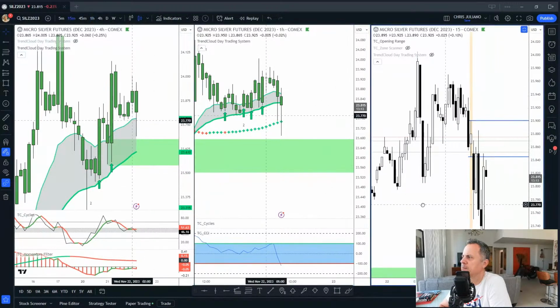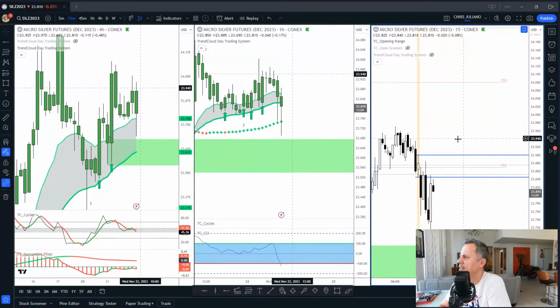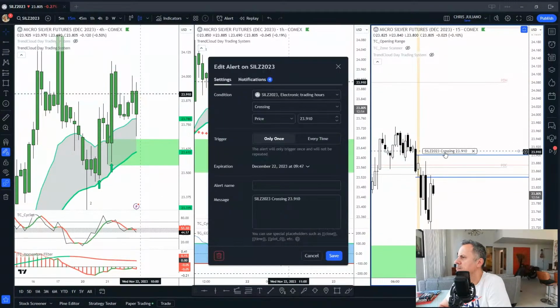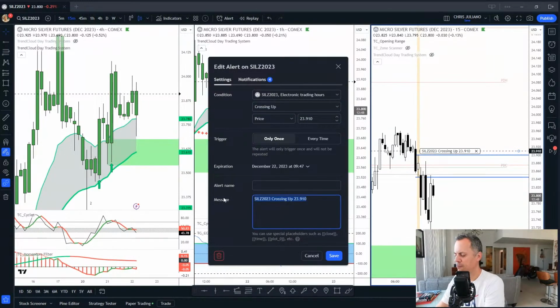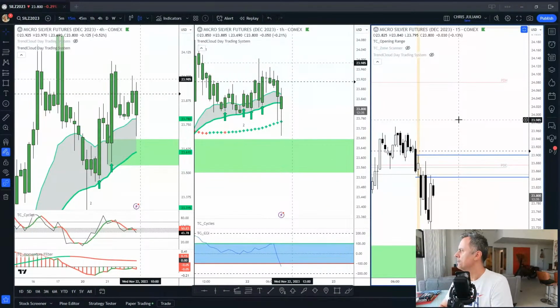Kind of bouncing around. Broke out to the downside, same thing. If we want to go long on silver, we really want to see a break above all of this mess here, right? So let's just put an alert right here. Crossing above, and we'll say silver breakout. It's just a little note and a little reminder. So that will send us a text.